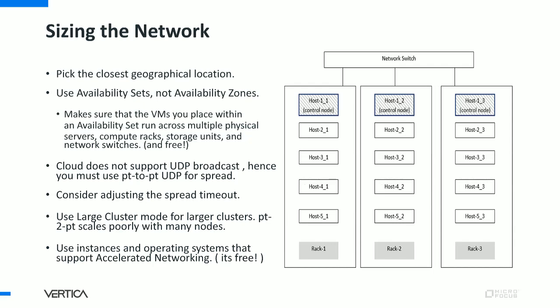Availability zones offer good redundancy across multiple zones, but this actually increases the node-to-node latency, so we recommend you avoid this. Availability sets, on the other hand, keep all your VMs grouped together within a single zone, but make sure that no two VMs are running on the same host hardware for redundancy. And just like the other clouds, UDP broadcast is not supported, so you have to use the point-to-point flag when you're creating your database to ensure that the spread works properly.